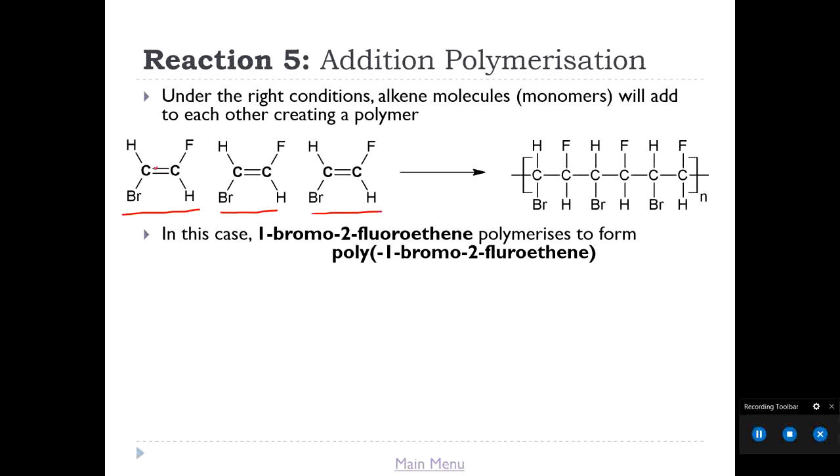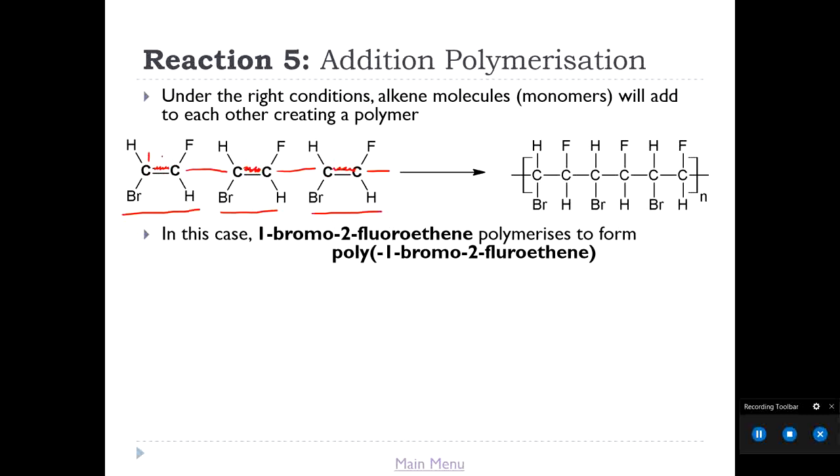So one piece of the double bond will break and attach to this carbon. But wait, this carbon now has 5 bonds. This bond breaks, now it has 4, attaches to this carbon, this bond breaks, attaches to this one, so on and so on. And we get this repeating chain of monomers.